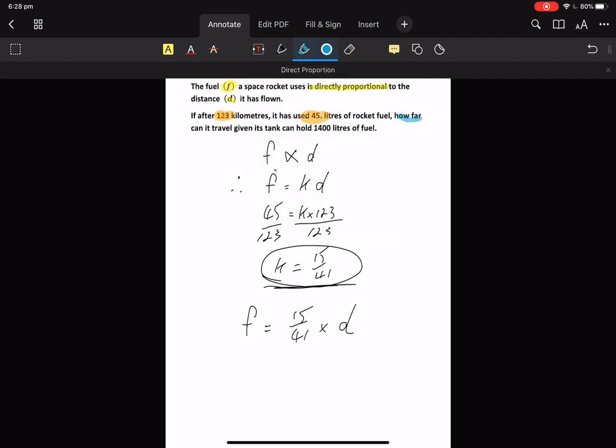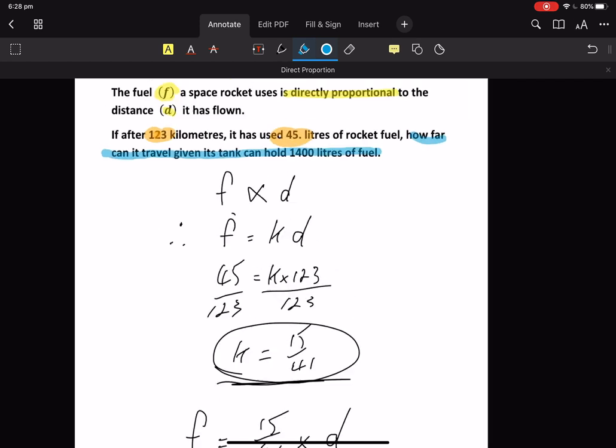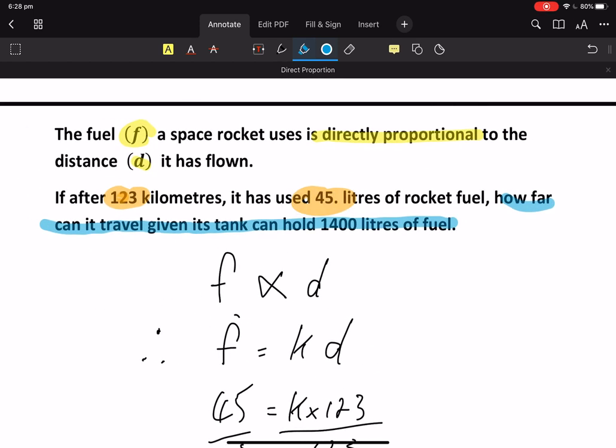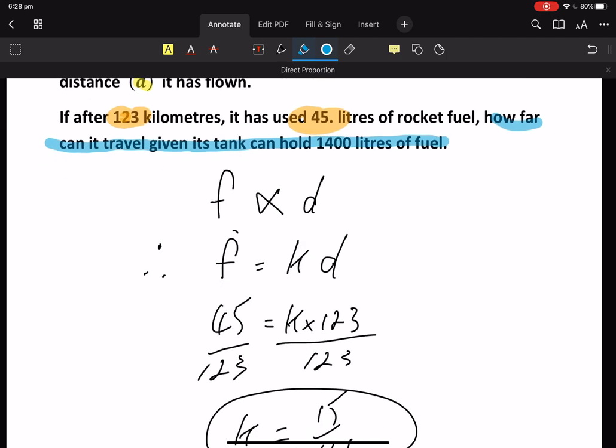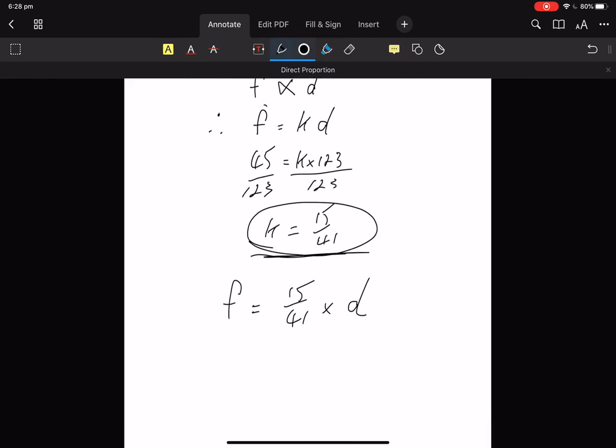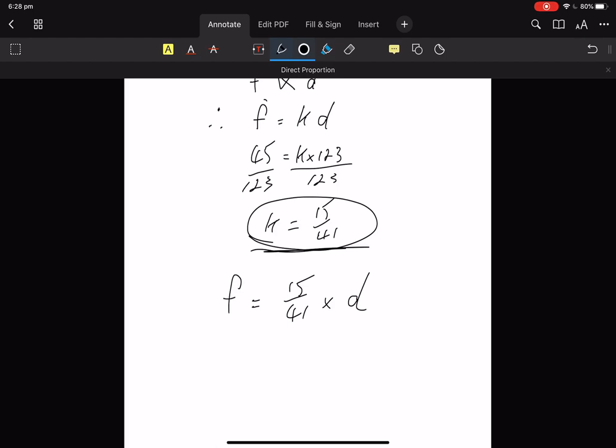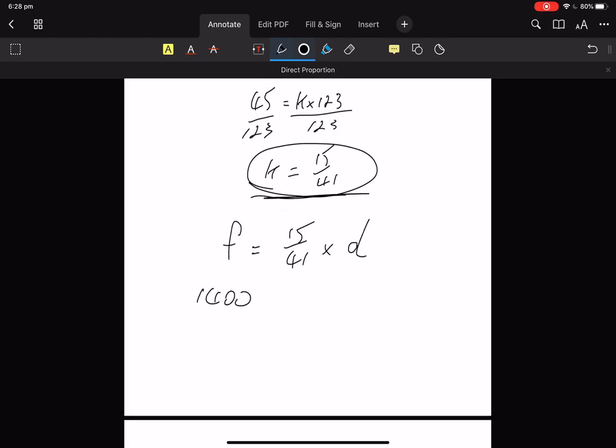Our question is how far can it travel given its tank can hold 1,400 litres? Okay, my tank can hold 1,400 litres. How far can it go? So I want to find my d. So I'm going to multiply by 41 and divide by 15. The 41s cancel. Yes, you need to know how to do 1 and 2 step equations. And use your calculator.